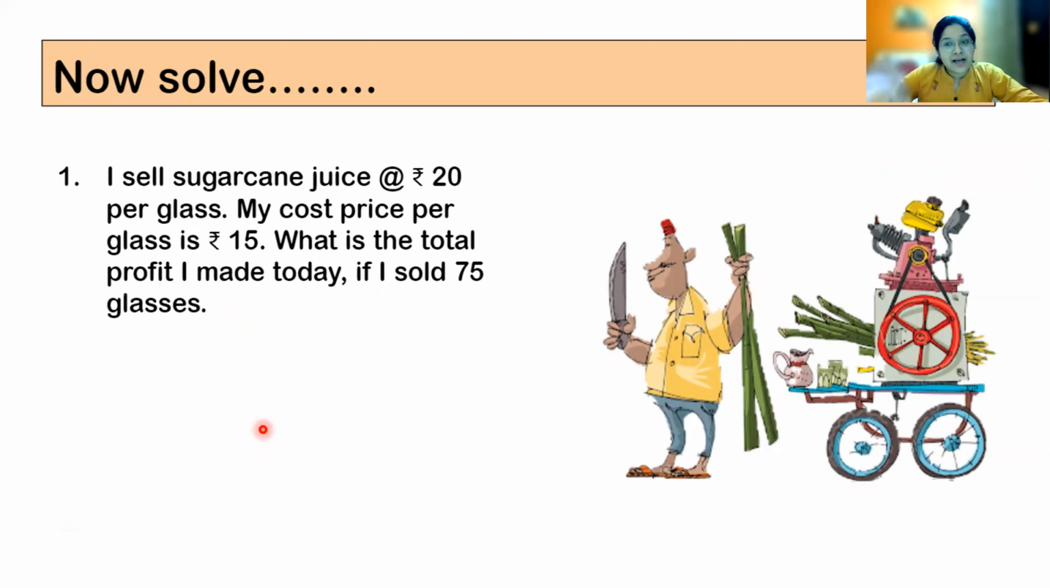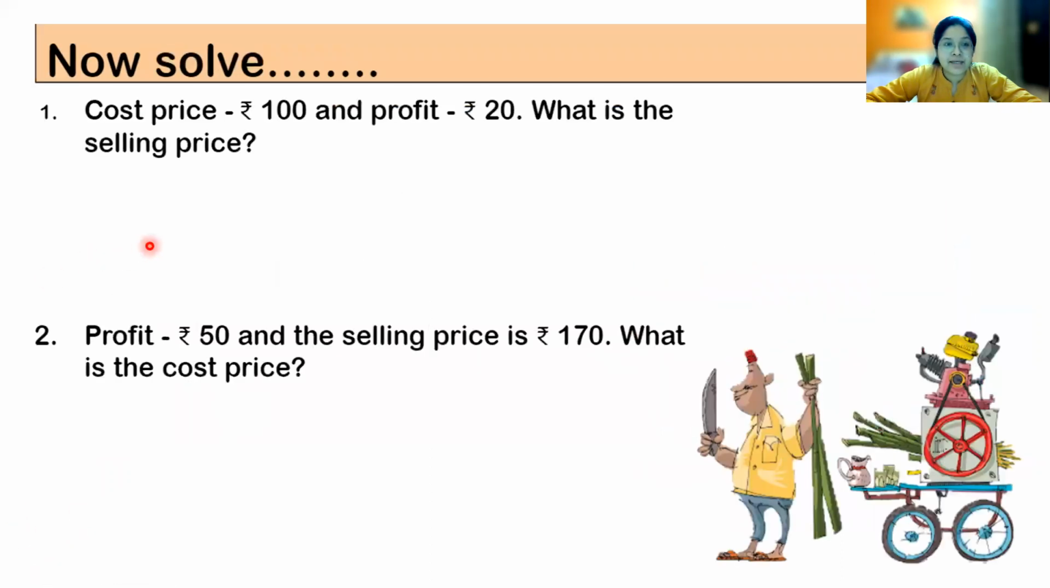Now, a sugarcane person says that I sell sugarcane juice at rupees 20 per glass and my cost price per glass is rupees 15. What is the total profit I made today if I sold 75 such glasses? Okay, how do we do this? Now let's try and solve it together.